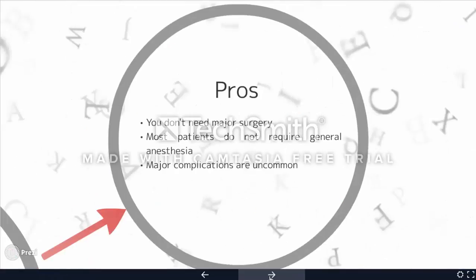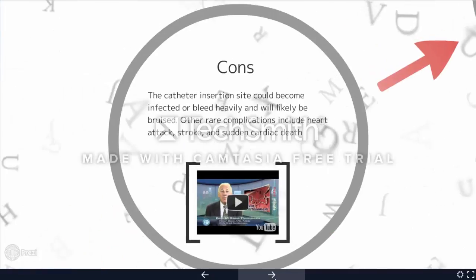Pros: you don't need major surgery. Most patients do not require general anesthesia. Major complications are uncommon. And cons: the catheter insertion sites could become infected or bleed heavily and will likely be bruised. Other rare complications include heart attack, stroke, and sudden cardiac death.